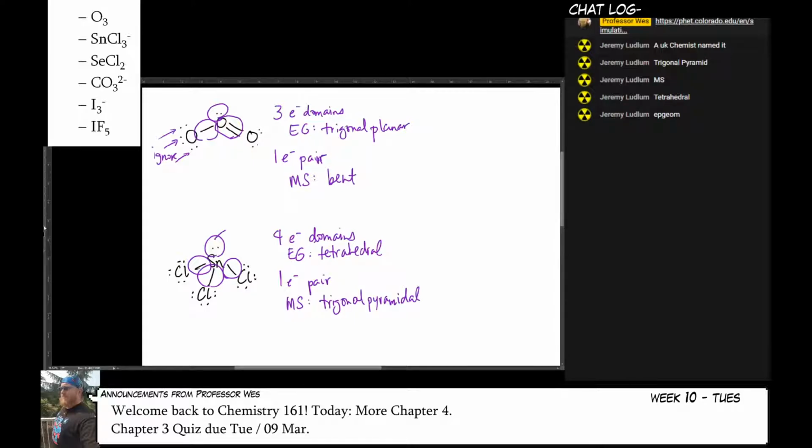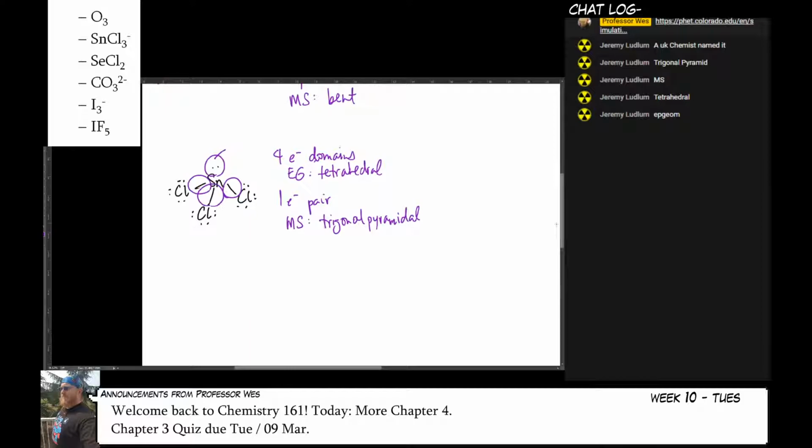And then we have SeCl2. That should have 1, 2, 3, 4 electron domains. So the electron geometry is tetrahedral. Of those 4 electron domains, 2 of them are electron pairs. So the molecular shape would then be bent.